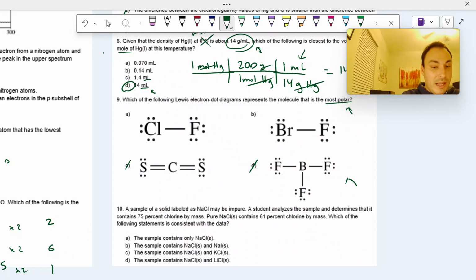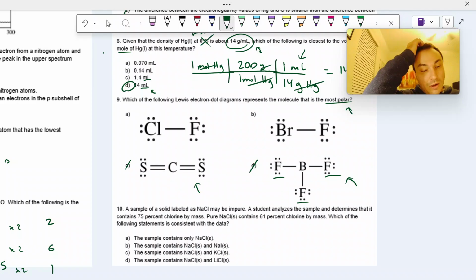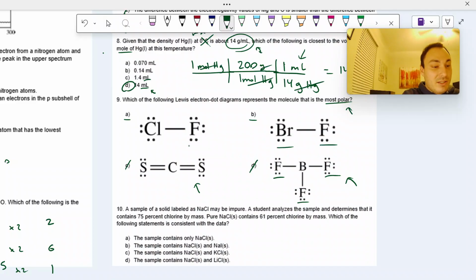This is trigonal planar, and since all of these are fluorines, there's no imbalance of like elements going on. That's a symmetrical shape with symmetrical elements, nonpolar. Same thing for this carbon disulfide. Also nonpolar based off its symmetry and the elements that make up the molecule. A and B are both going to be polar, not because they're asymmetrical in shape, but because they're asymmetrical in the elements that are on either side.